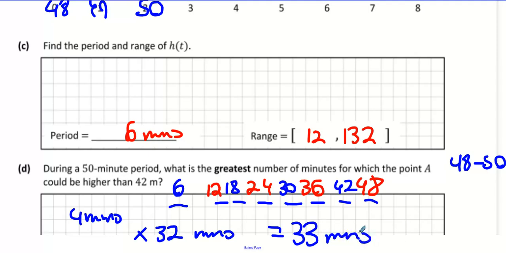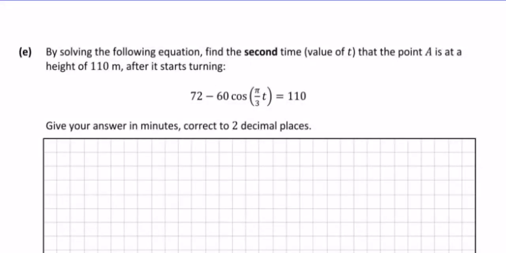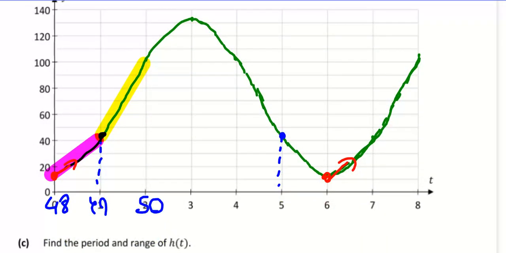All good? Okay, what's the next part? By solving the following equation, find the second time the point is at a height of 110 meters. There is a chance that we haven't done this exercise yet, so I will double check. But here's what we're looking at. 110, right? Now, where do we think 110 occurs for the second time? The first time, the second time.